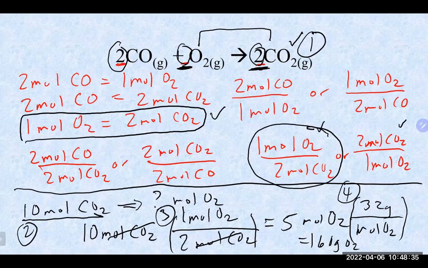It is. That's the molar mass of O2 from the periodic table. Oxygen 16 times 2 gets you 32. Yep. Over 1 mole of O2, right? Molar mass is grams per mole, right? When you calculate it from the periodic table. Other questions? Okay.